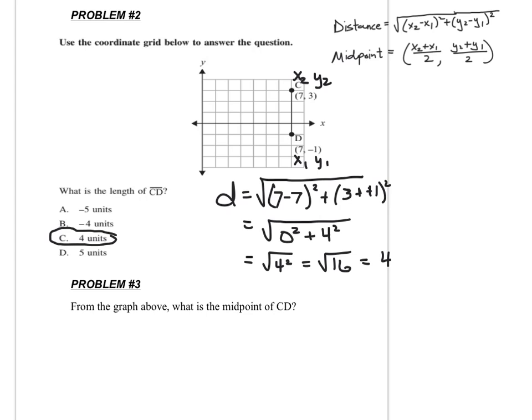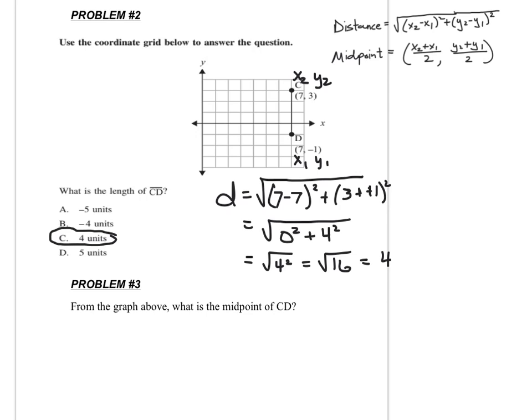Now, the nice thing about this one also, if you wanted to, since it's straight up and down and it follows the y-axis, you could actually just count. So if I wanted to, I could start at C and count down 1, 2, 3, and 4 units if I really wanted to. Now, unfortunately, if that line's diagonal, left, right, diagonal, whatever it might be, you couldn't do that.